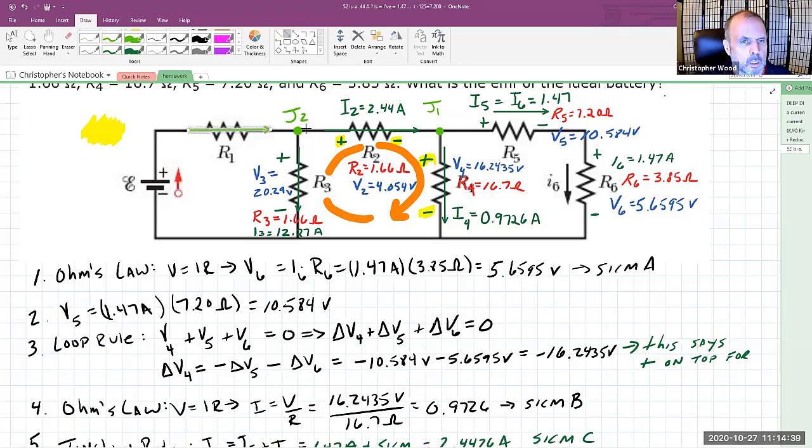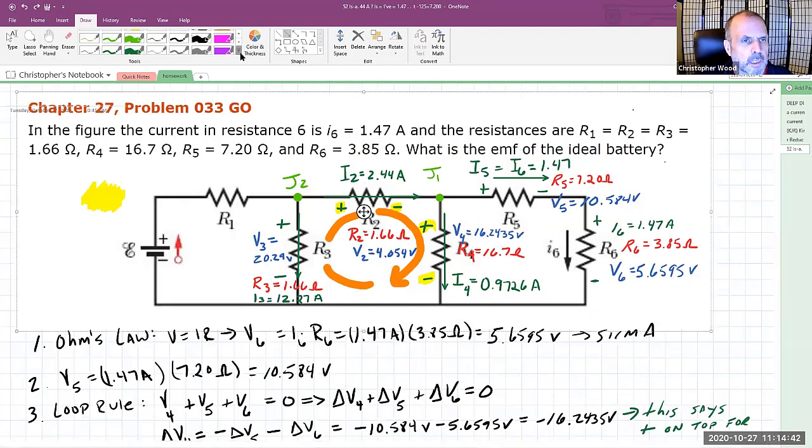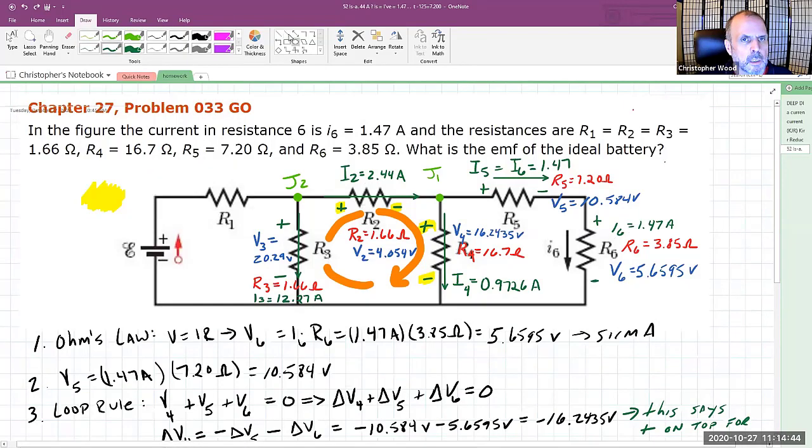Wrong color. All right, so I can say with certainty I know it has to go rightward through R1. Why? Because I have current flowing out of J2 going through R3, and I also have more current coming out of J2 going through R2. So there you go. That's proof positive. So this must be the positive terminal. This must be the negative terminal.